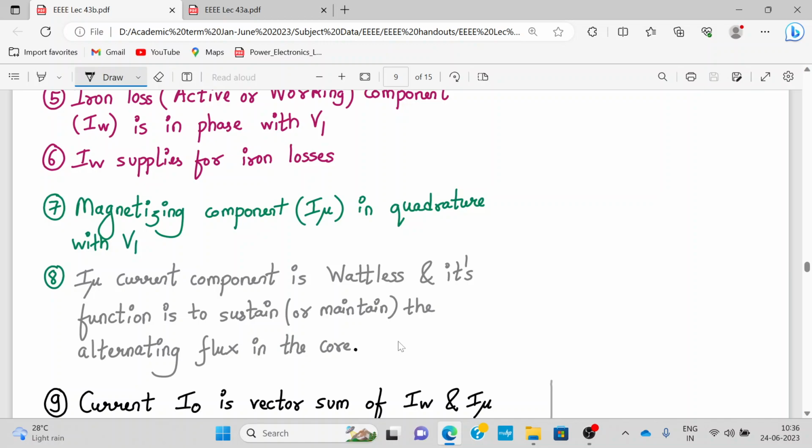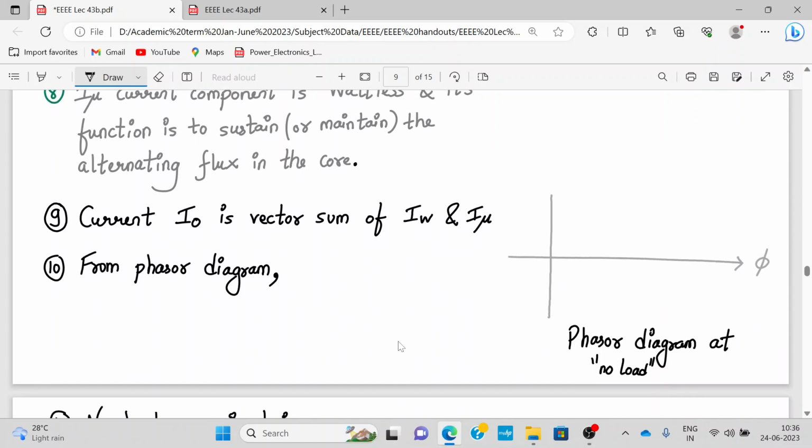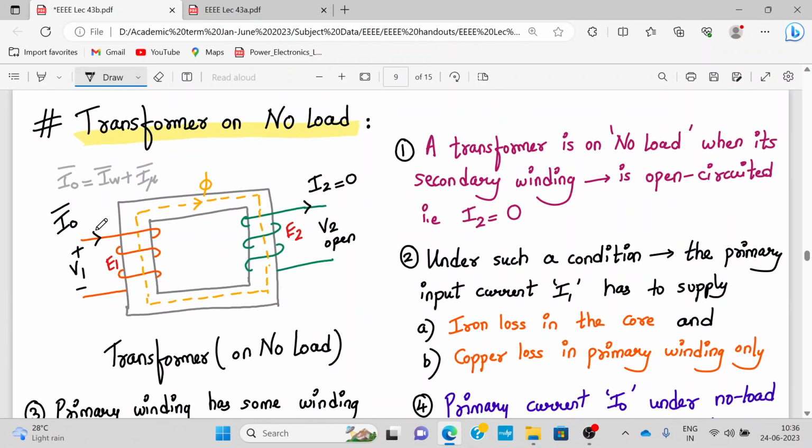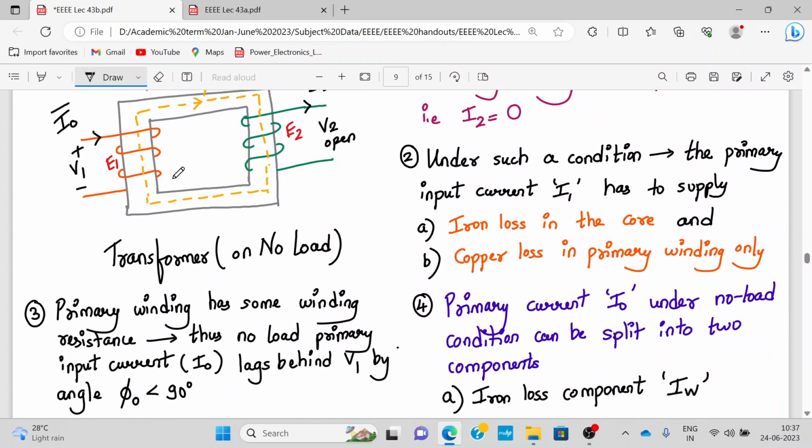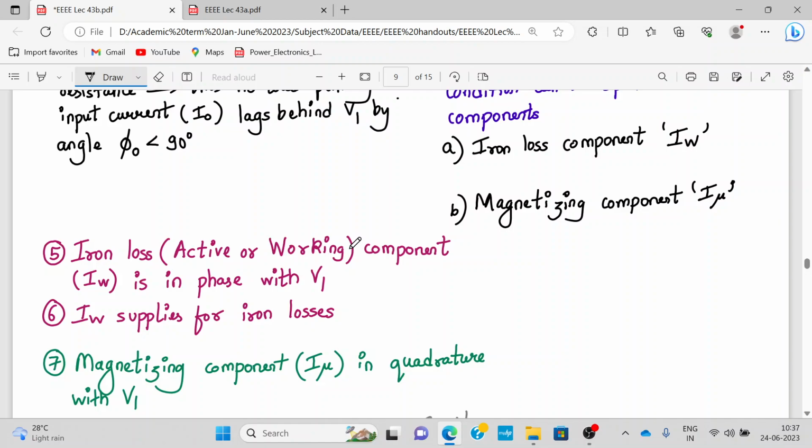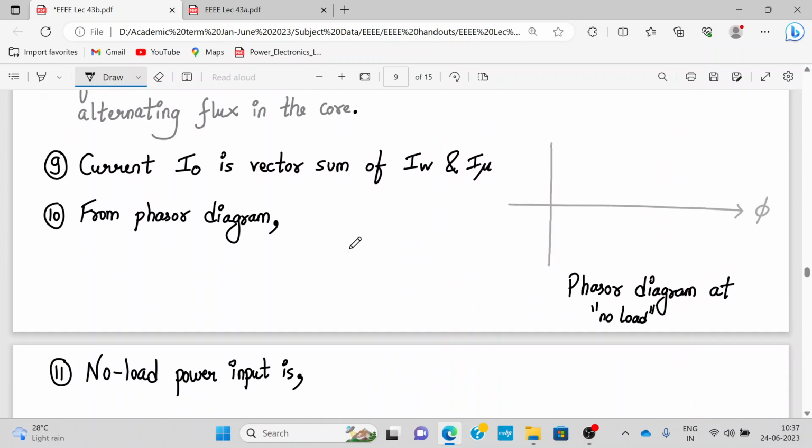Now this is the most important point. The magnetizing component current is required. It is not contributing to the active power, but its function is to sustain and maintain the alternating flux in the core. That is the very primary function. So the current I naught, which is flowing in the primary winding, is the vector sum of IW plus I mu. Clear about the existence of IW and I mu? I mu is the magnetizing current and IW is the iron loss, or active or working component.